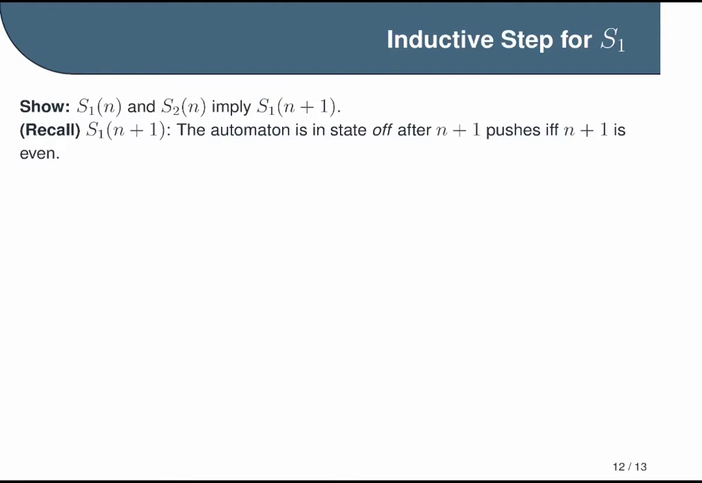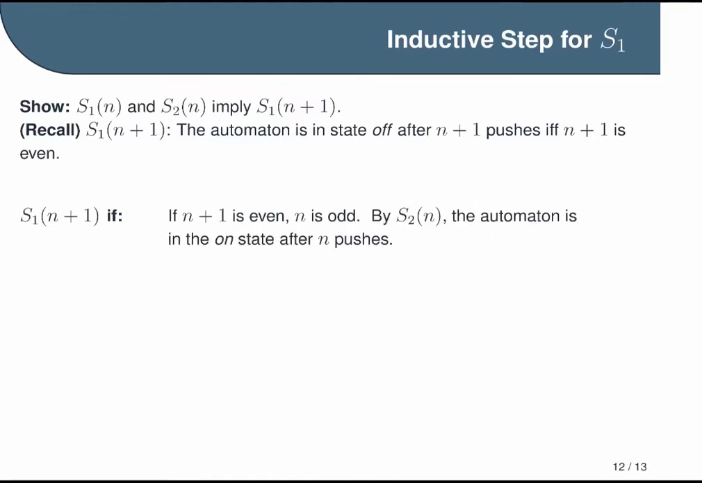We'll split this up as before into its if and only if parts, starting with if. What we're trying to show here is just that if n plus 1 is even, we must be in an off state. So we can start out just by saying, let's assume n plus 1 is even. If that is the case, then certainly n is odd. That means we can use our inductive hypothesis to conclude that the automaton is in the on state after n pushes. That is what S sub 2 of n tells us.